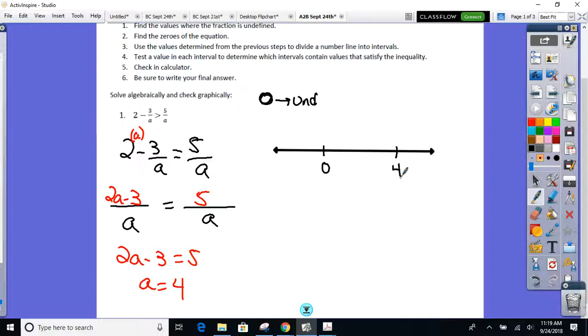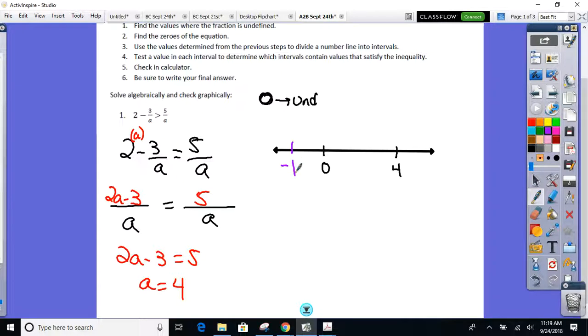Now here's what we need to do. I have no idea where the answer is going to be. Could it be between 0 and 4? I don't know. Could it be less than 0 and greater than 4? I don't know. So what we're going to do is test the values. We're going to test values outside of 0, in between 0 and 4, and outside of 4. So I need your help right now. Can you give me a value that we can test that is less than 0? Oh yeah, there we go, -1. So we're going to test -1, and I'll tell you what I mean by test in a second.